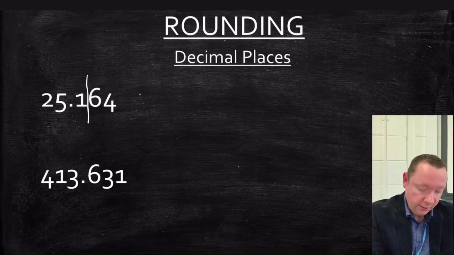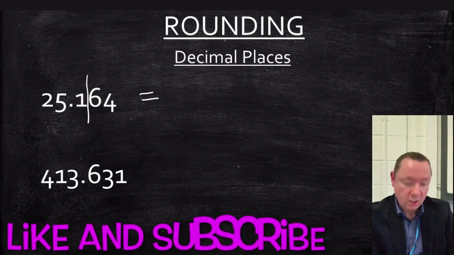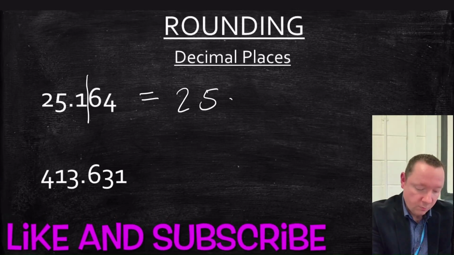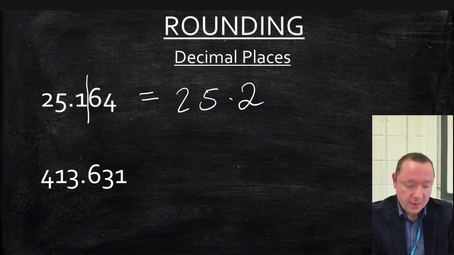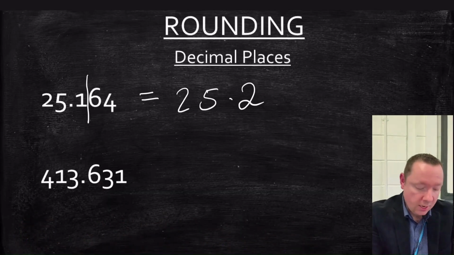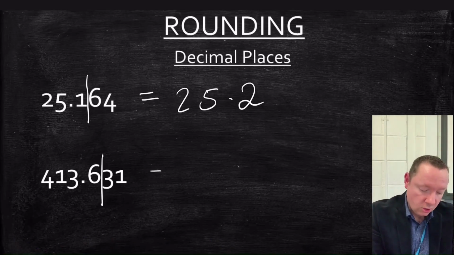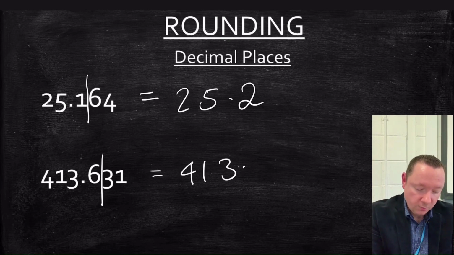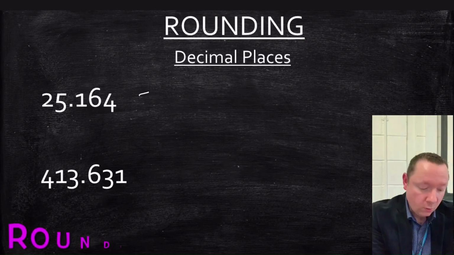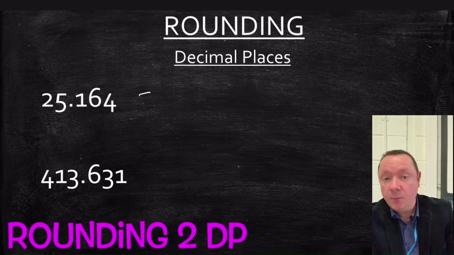So we need to cut here. The 6 tells me I need to round up, so it would become 25.2, the next number. And for the second one, I need to round after the first decimal place, so I need to cut here, and the 3 tells me I need to round down, so I get 413.6.